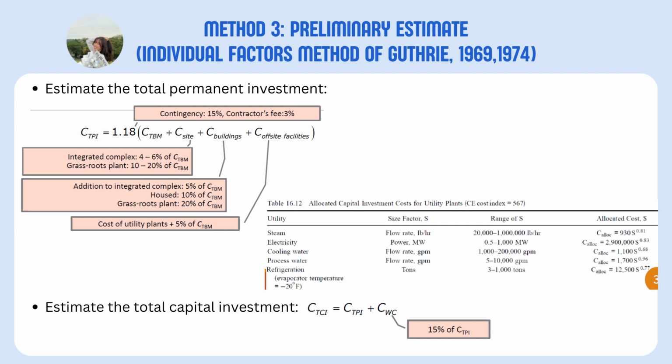Next is the cost of offsite facilities. It's the cost of utility plants plus 5% of the total bare module cost. And then next, we can compute the total permanent investment. And then the working capital is given. So next, we can calculate the total capital investment. For a grassroots plant, an additional 25% of total bare module cost is added for site development and buildings.